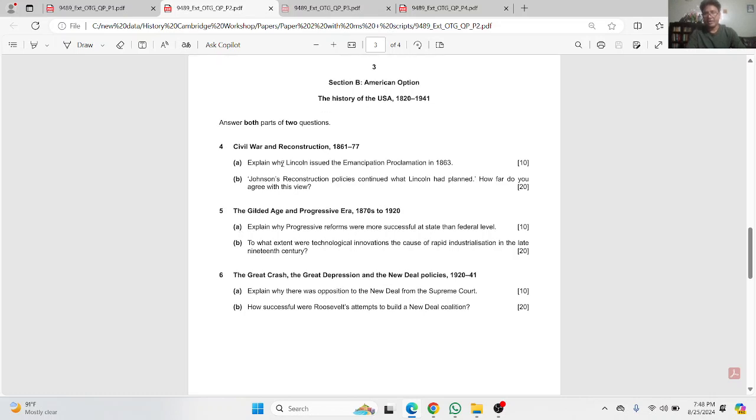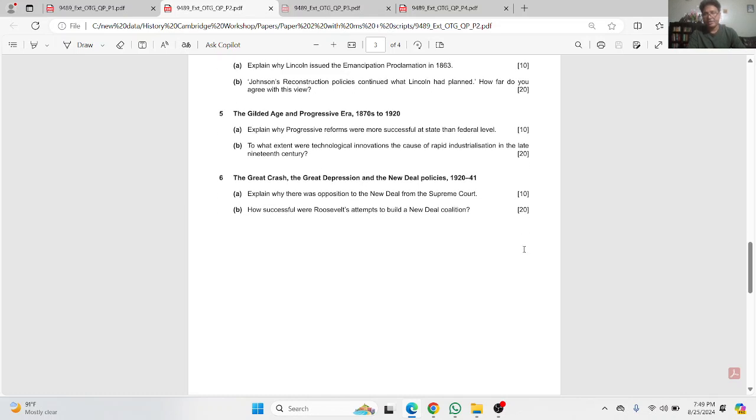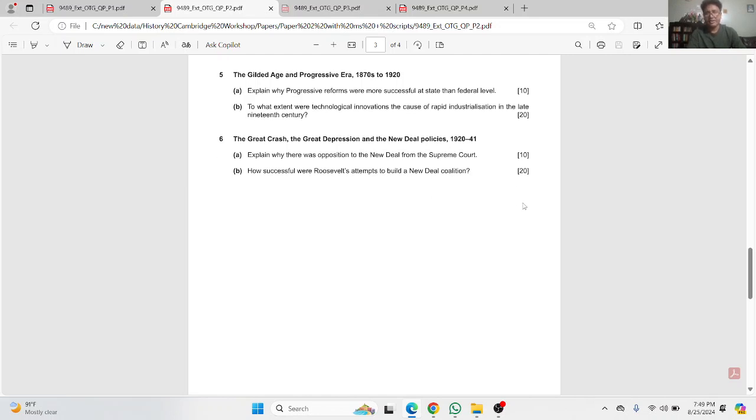As you can see, this question 4 has part A, a 10 mark question, and part B carries 20 marks. Similarly, the question 5, the next question, is again having part A and part B. Part A carries 10 marks, and similarly part B 20 marks, as you have seen before. And question 6 is also showing the similar format. The questions and the themes obviously are different.